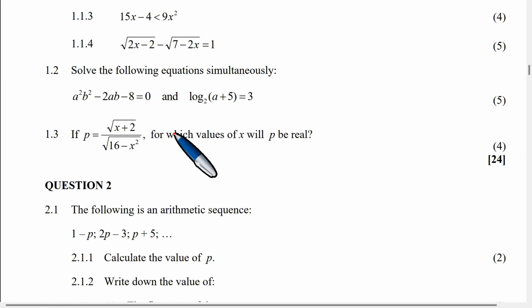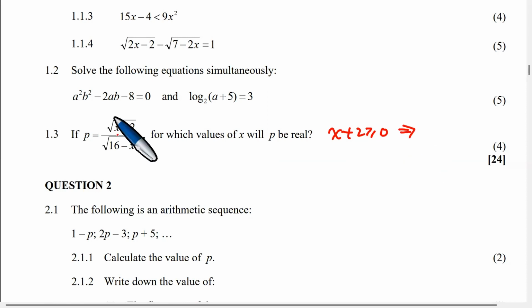How do we do now problem 1.3? If p equals the square root of x plus 2 divided by the square root of 16 minus x squared, for which values of x will p be real? Right, so at this point, for these to be real, we must have that x plus 2 must be greater or equal to 0.